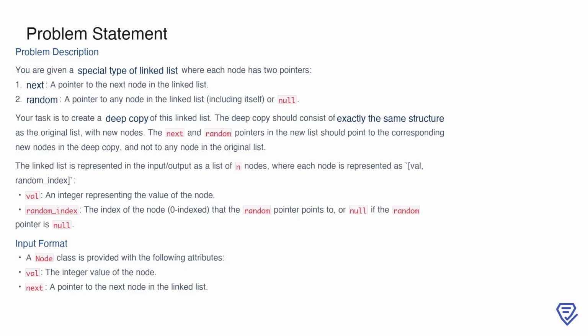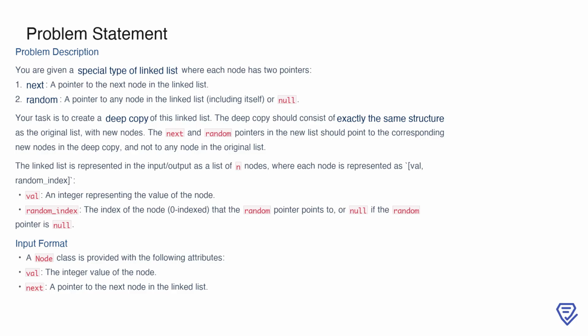A deep copy means that we need to replicate the structure of the original list using entirely new nodes. The new nodes in the copy should mirror the same connections as the original, meaning the next and random pointers in the new list must point to corresponding new nodes. The input and output representation of this linked list is a series of nodes, where each node is described by two attributes, val, which is the value stored in the node, and random_index, which indicates the index of the node that the random pointer points to, or null if the pointer is not set.